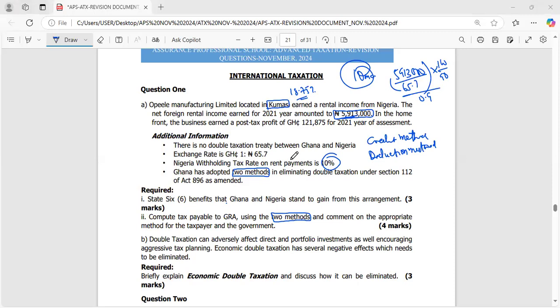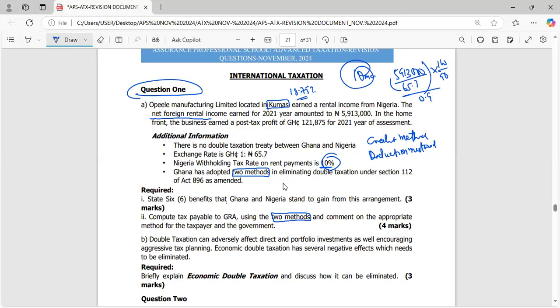We are together. So I believe you have the question with you. We are doing question 1 under international taxation. The question is that the company earns net foreign rental income of 5,913,000 naira. It means that the tax has already been deducted. The tax rate given to us is 10%, so the tax of 10% has already been deducted before the company receives the net rental income of this amount.